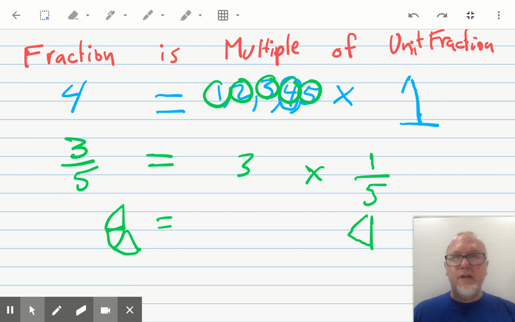Now we're going to work with that today, and we're going to find out that every single fraction, any fraction you can come up with, can start with a unit fraction. And then we just have to figure out what we're multiplying it by.